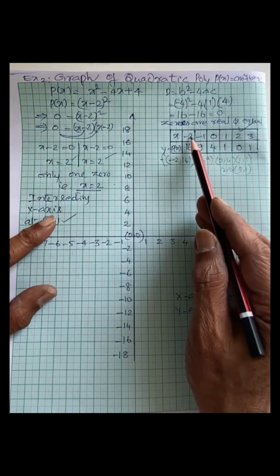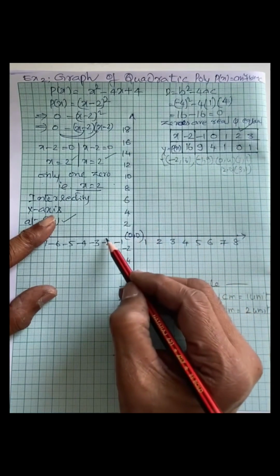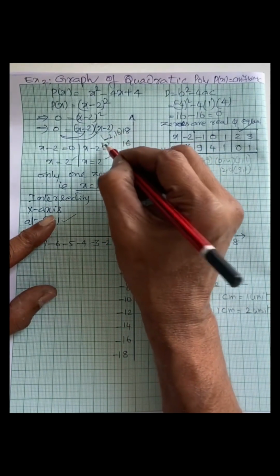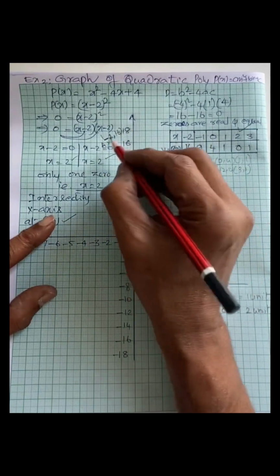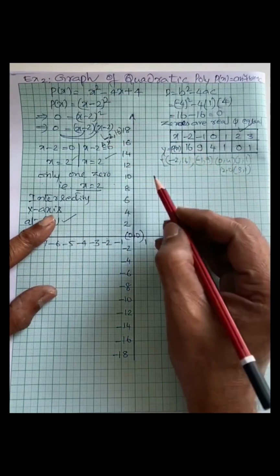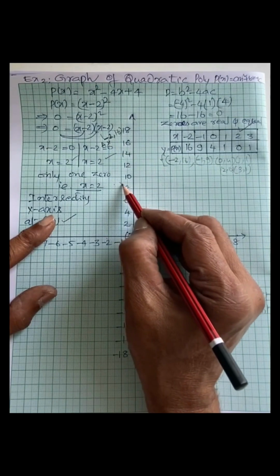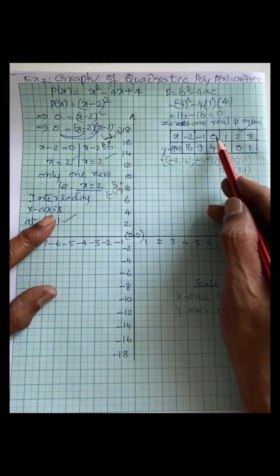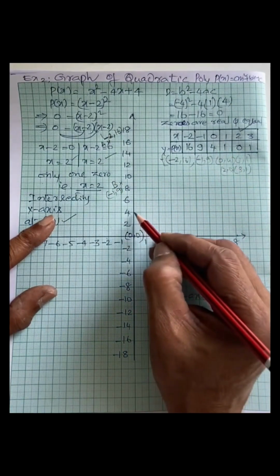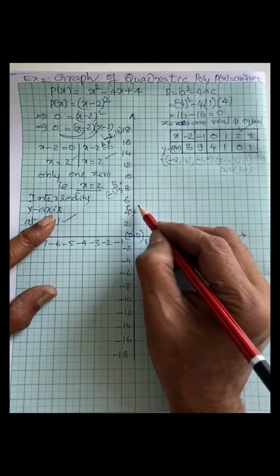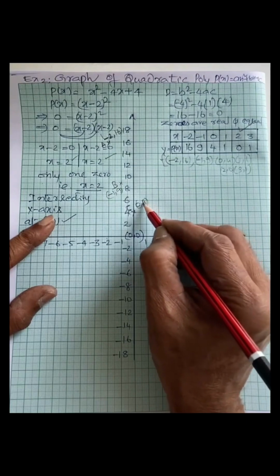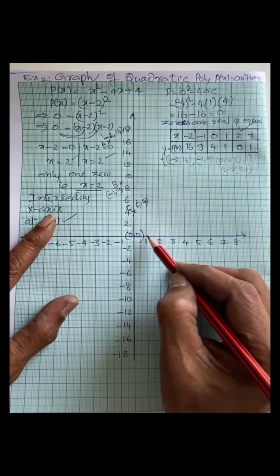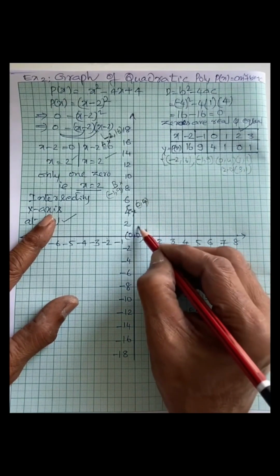Now we will plot the points. Minus 2, 16 will be here. This is point A. Minus 1, 9. Where is minus 1, 9? It will be between here. This is point B. 0, 4. Where is 0, 4? 0, 4 will be here. Point C. Next, 1, 1. Where is 1? 1, this is 2. 1, 1 means here. This is point D.